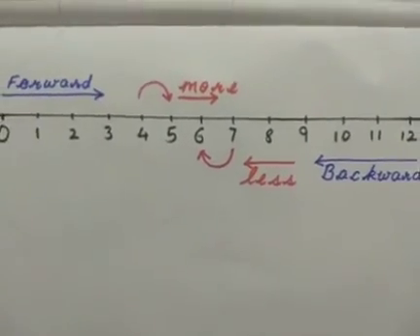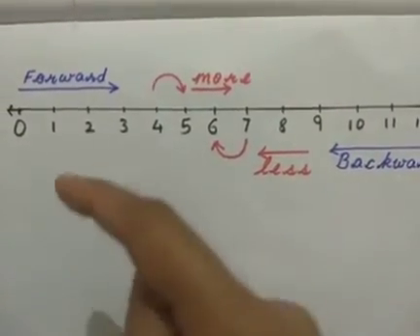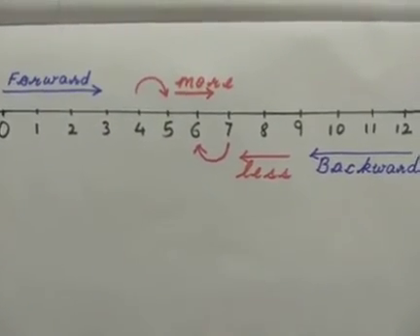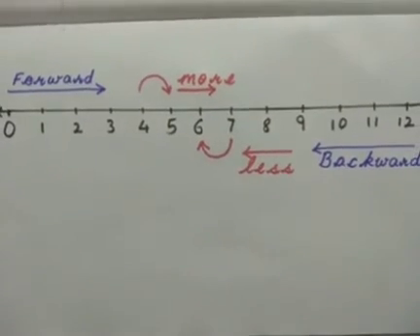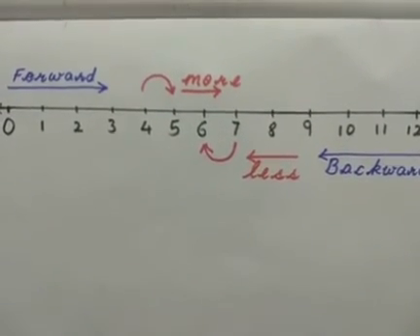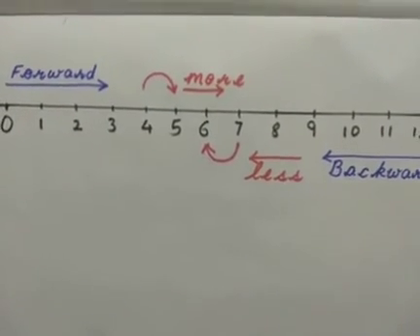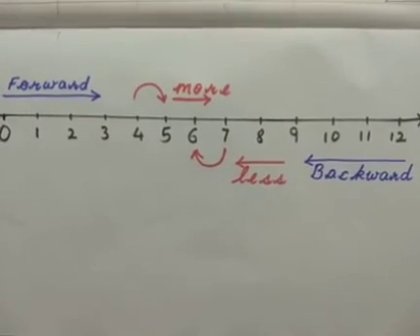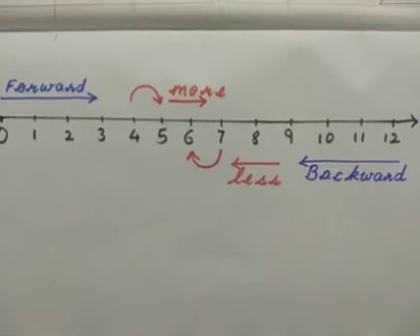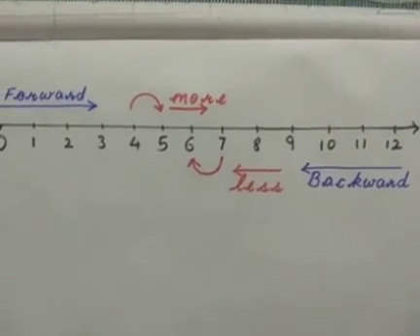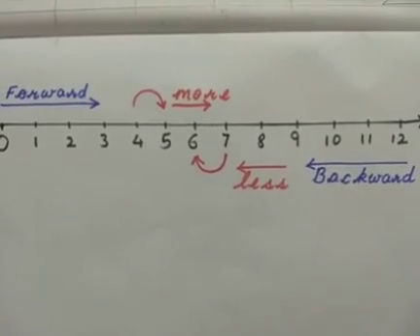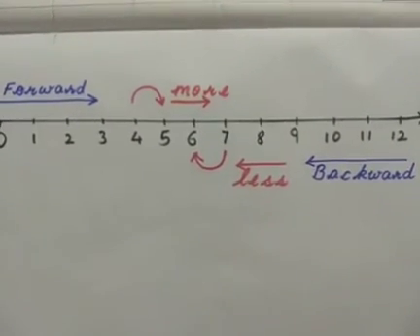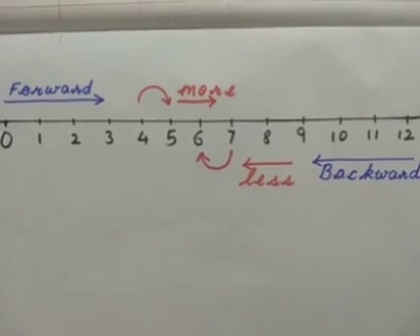Yes, so when I jump towards my left hand side, the number gets less. And when I jump towards the right hand side, the number gets bigger. It gets more and more. Okay, so I want you to revise this forward counting and backward counting. Now you should be knowing these very well. Yes? So this is going to help you really to do 1 more and 1 less.